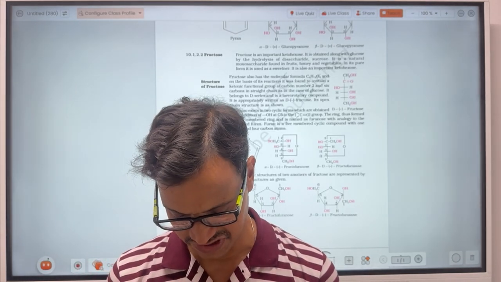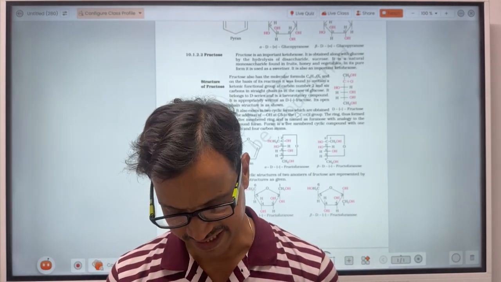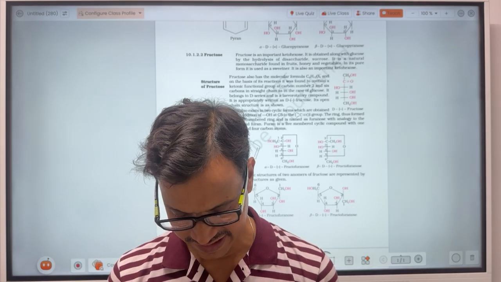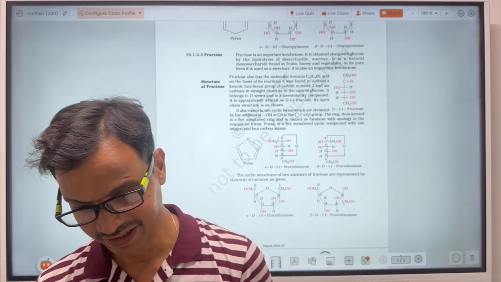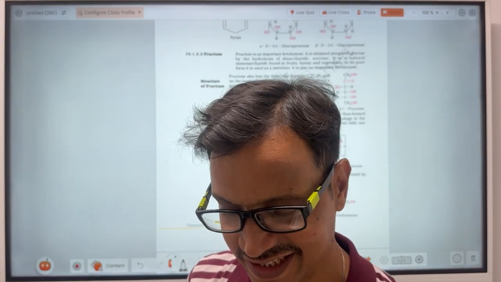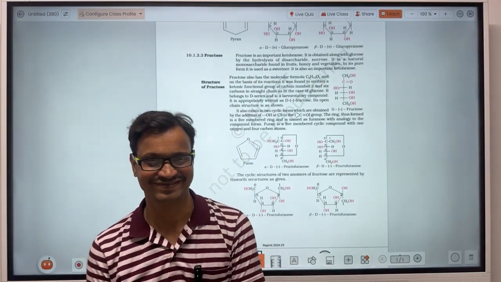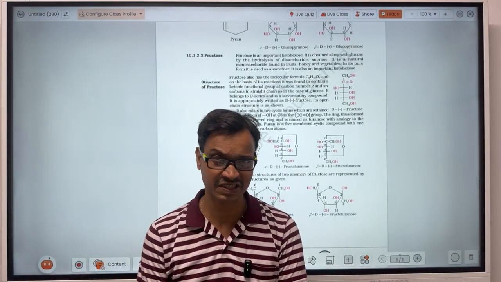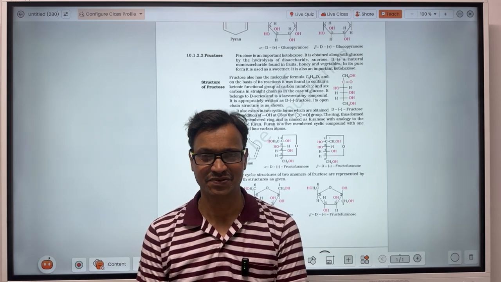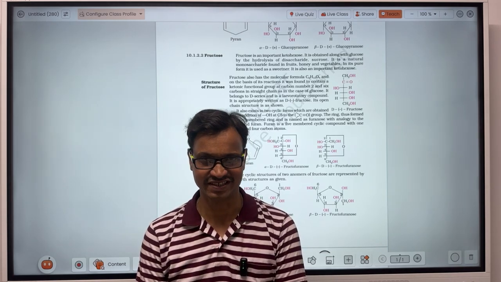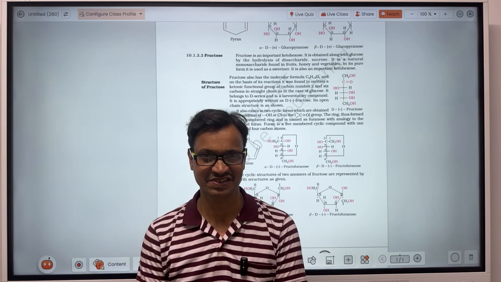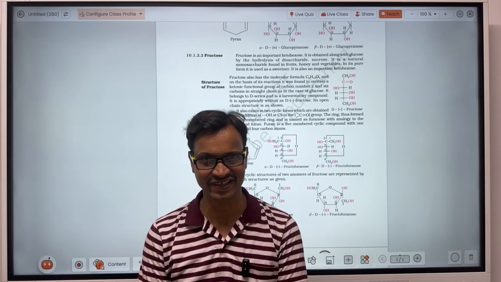As you know already, in glucose there will be an aldehydic group, while in the case of fructose, there will be a ketonic group. And that's why the optical activity will be different. Glucose is dextrorotatory, while fructose is levorotatory. But the configuration of glucose as well as fructose will also be D.